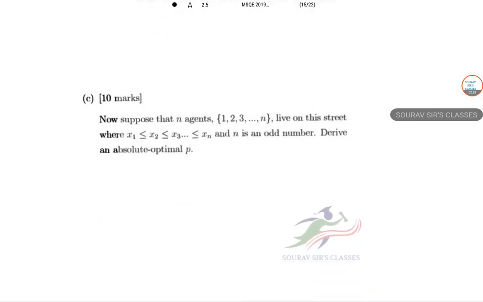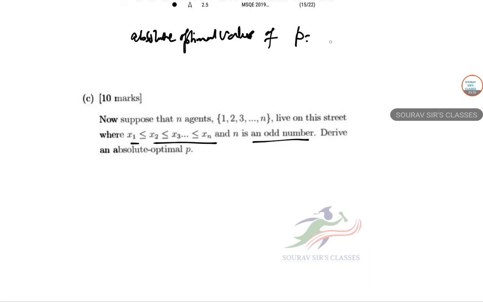Last part of this question coming in. Now suppose that n agents live on the street, x1, x2, x3, ..., xn, and n is an odd number. Derive the absolute optimal p. Using the same idea as above, we can show that the absolute optimal value of p equals the median of x1 through xn, that is x of (n+1)/2.